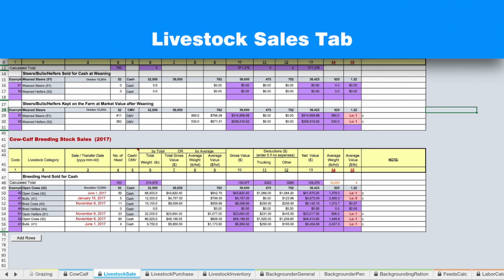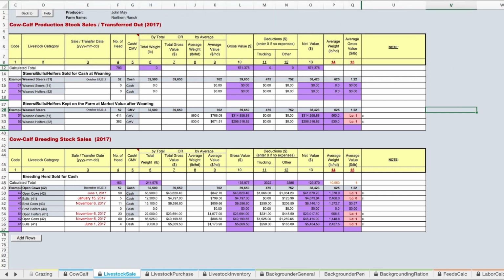On the Livestock Sales Worksheet, the focus is on reporting the production stock sales and/or transfers from the cow-calf enterprise. Let's start by reviewing the cow-calf production stock sales and transfer out worksheet. This worksheet allows you to record production stock sales and breeding stock sales. Enter only production stock sales, cash and non-cash, from your cow-calf enterprise.